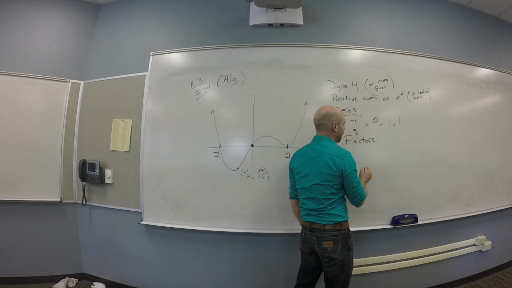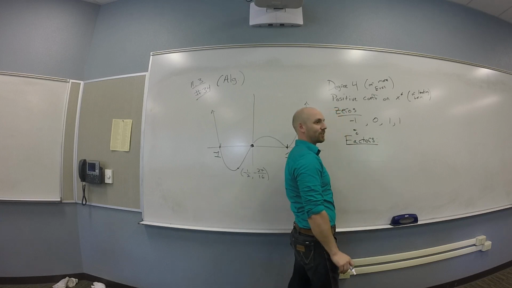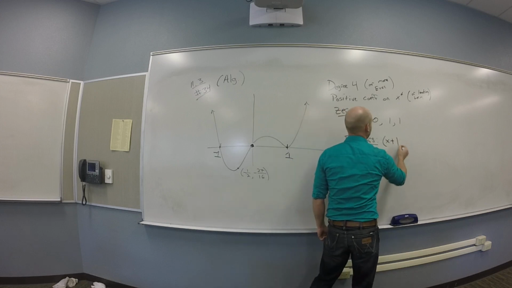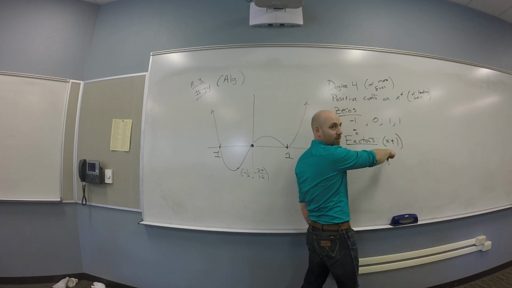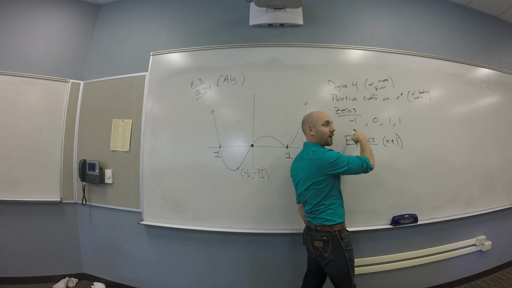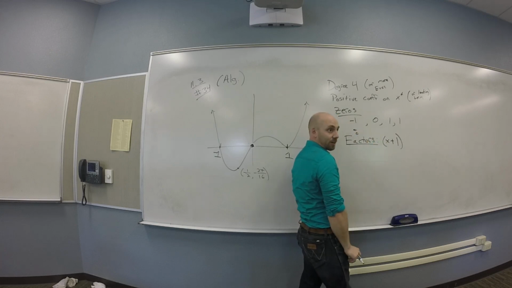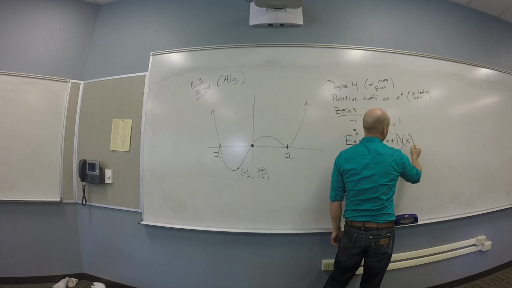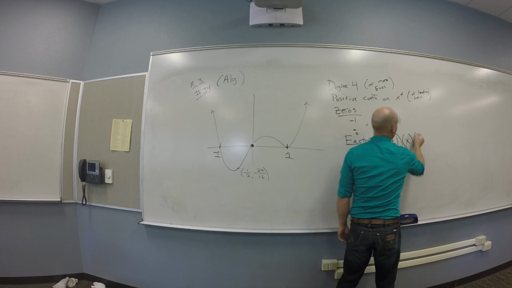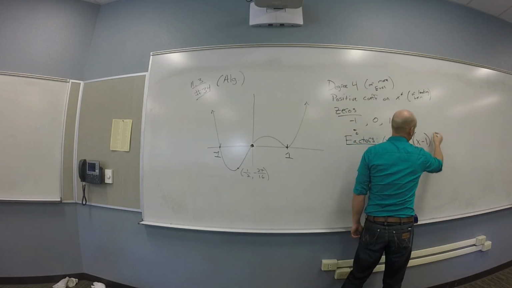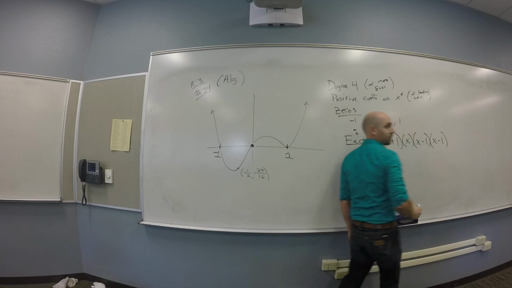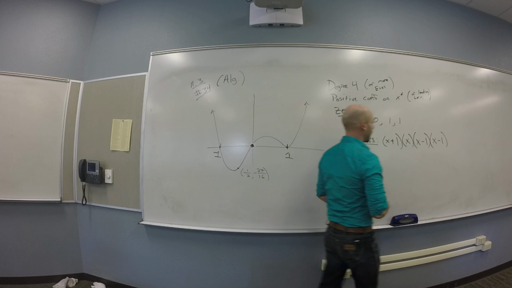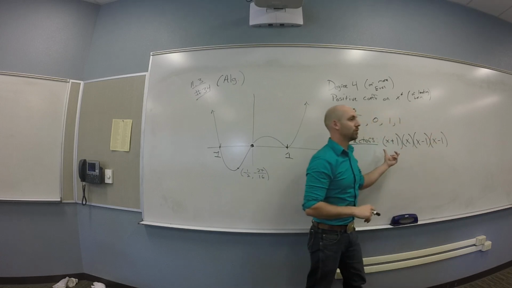And the factors, because of the zeros, are x plus 1. The fact that there's a 0 at -1 means that x plus 1 is a factor. One's just an x. Really, that's an x minus 0. And there's an x minus 1, and then another x minus 1. You could write that as x minus 1 quantity squared if you wanted to.